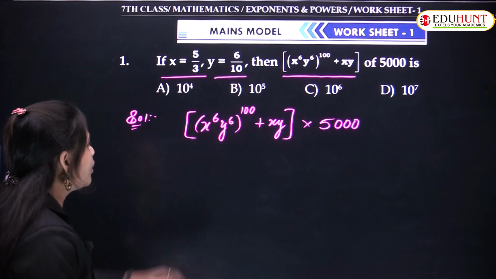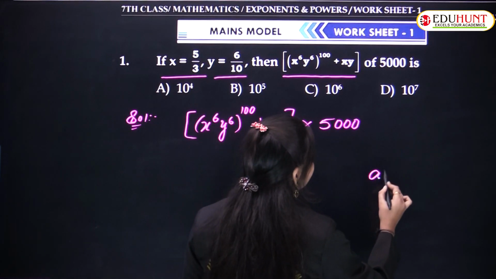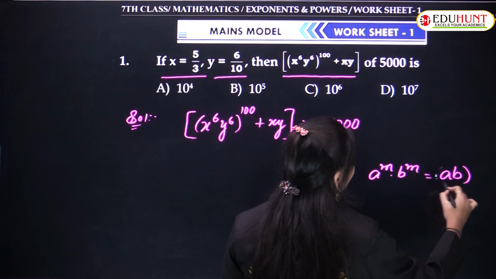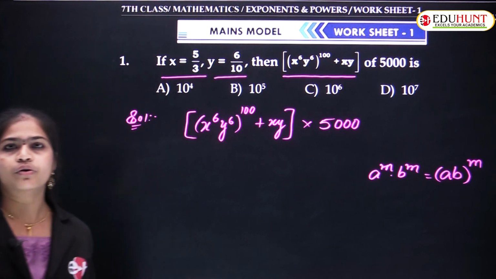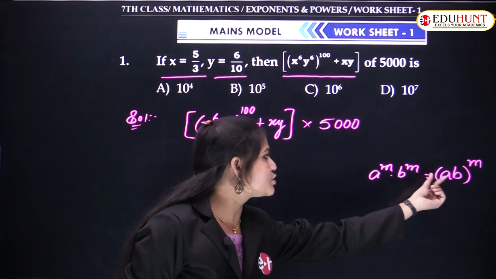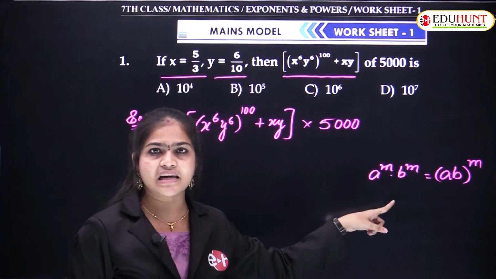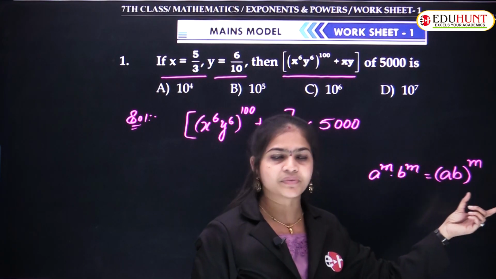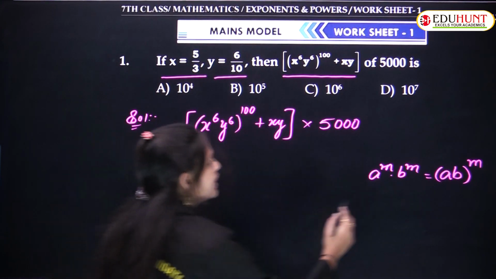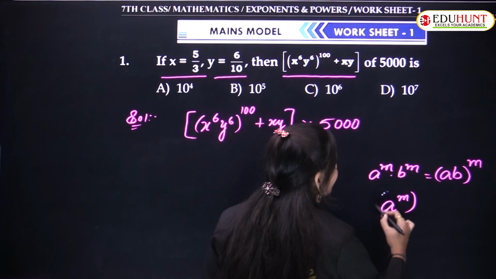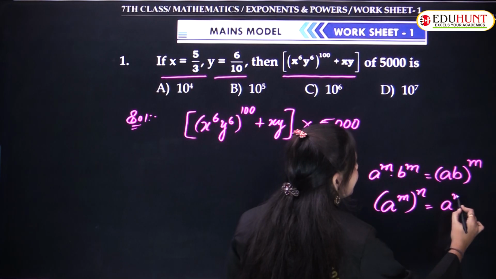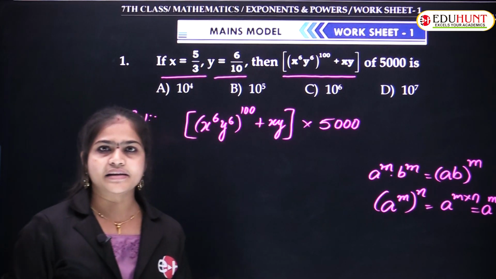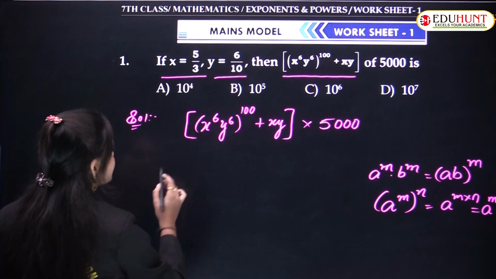Now this is in the form of a^m into b^m, which is equal to (ab)^m. We already discussed this type of exponents: a^m into b^m is equal to (ab)^m. In the same way, another formula we have to use is (a^m)^n, which is equal to a^(mn). Understand? Now apply the same concept here.